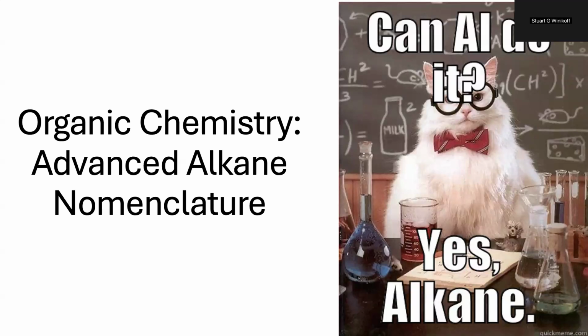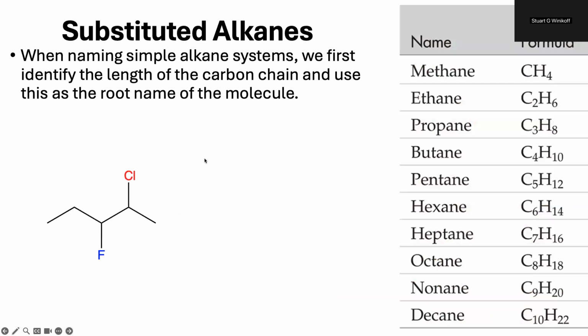So, last time we looked at simple substituted alkane species. For these species, we can identify their names by first identifying the length of the main carbon chain and then filling in exactly what our substituents are. For example, in this case we have a 5-carbon chain, so that means we have a pentane. And then we have a chloro at the 2 position and a fluoro at the 3. So we have 2-chloro-3-fluoropentane.